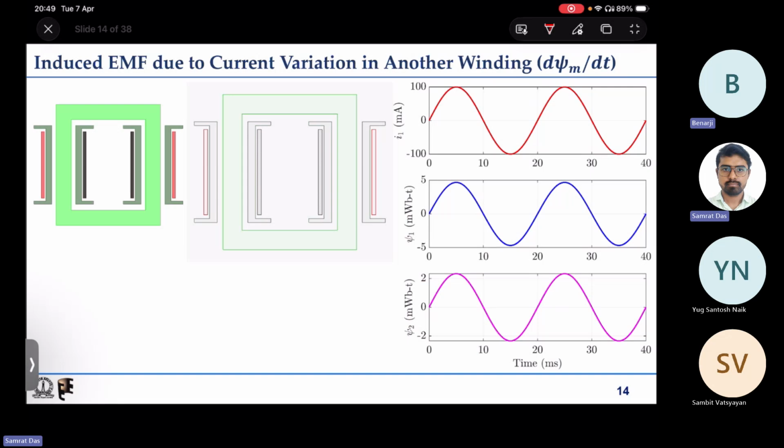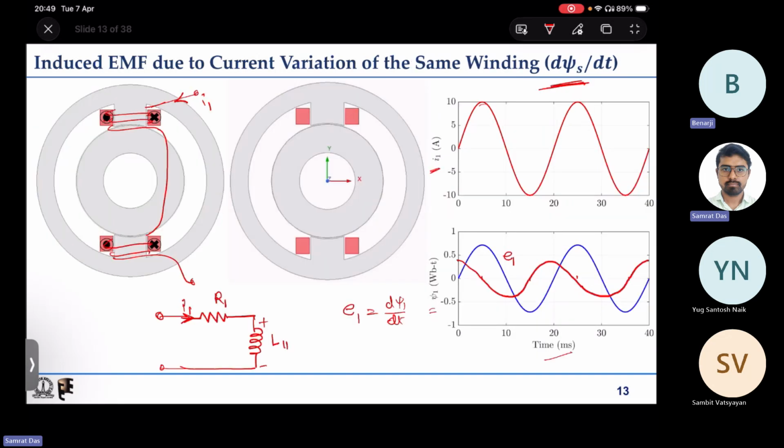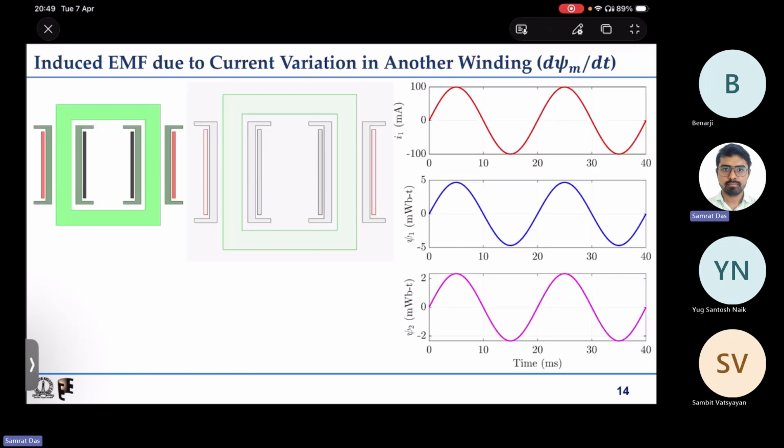Sir, in the previous case which we have discussed, there is no variation of inductance, right? Is there any variation of inductance? No, I guess. The rotor is cylindrical, so the air gap in between remains the same even if it rotates. So there is no variation of inductance. Yes, sir. Now the second case we have two coils.